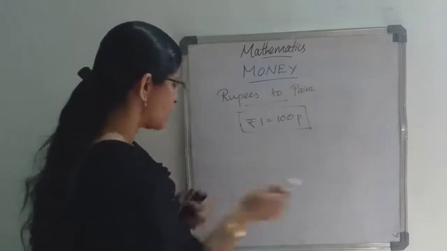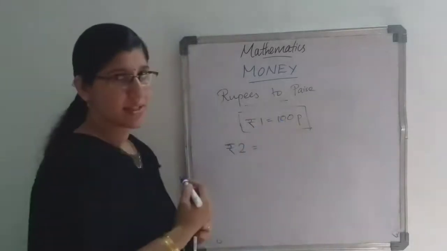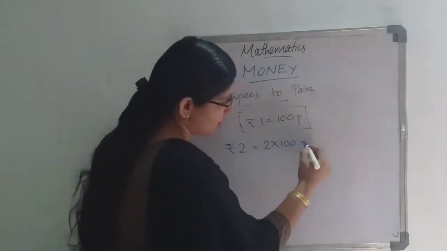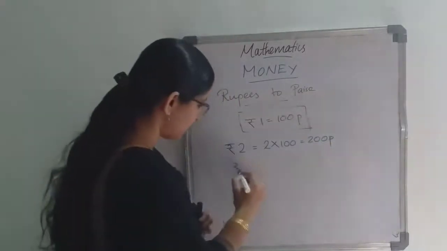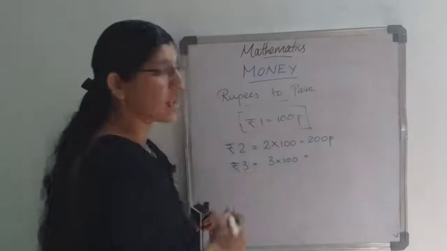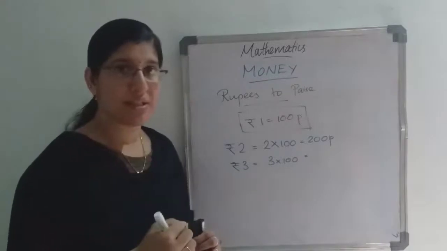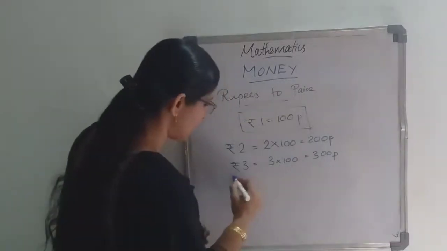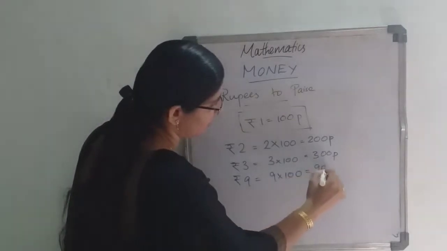It is so simple. Suppose it is 2 rupees. How many paisa? 1 rupee is equal to 100 paisa. So 2 rupees is equal to 2 into 100, that is 200 paisa. So 2 rupees equal to 200 paisa. If it is 3 rupees, 3 into 100. Why are we multiplying with 100? Because 1 rupee is equal to 100 paise. So 3 rupees means 1 plus 1 plus 1, it is 3 rupees. So 300 paisa. If it is 9 rupees, 9 into 100, 900 paisa.